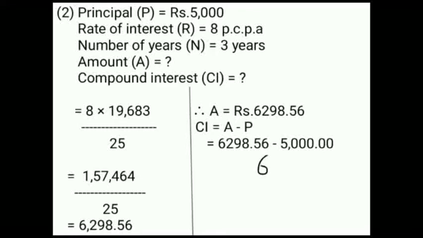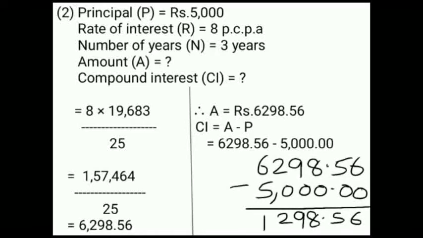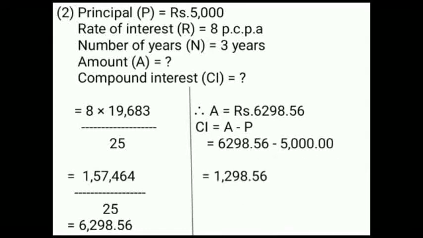6298.56 minus 5000.00. After subtracting 6298.56 minus 5000.00, the answer is 1298.56. Therefore, compound interest is equal to rupees 1298.56.